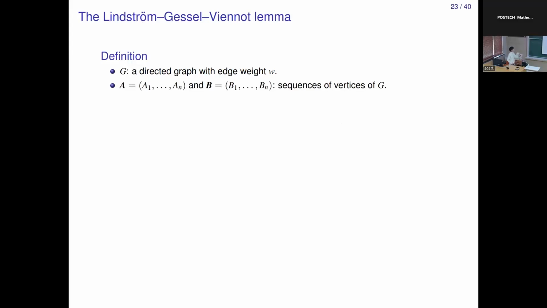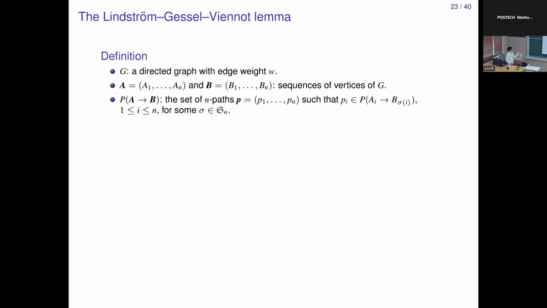And the Lindström-Gessel-Viennot lemma. I need one more notation. So now this boldface A is a sequence of points or vertices, and B is also a sequence of vertices in the graph. And P of A to B is the set of all n-paths, meaning the n-tuple of paths, such that, basically, these are the starting points and these are the ending points.